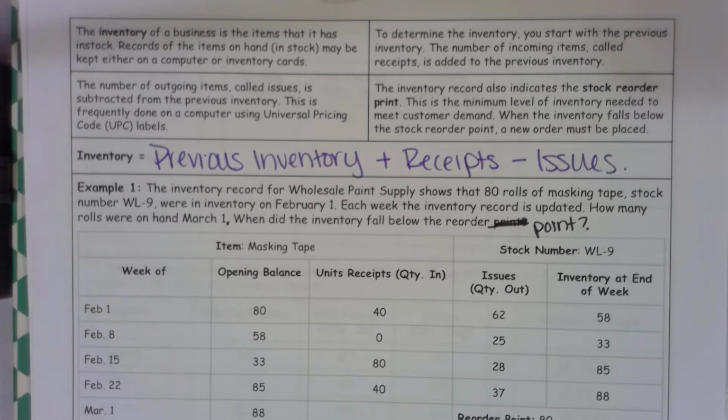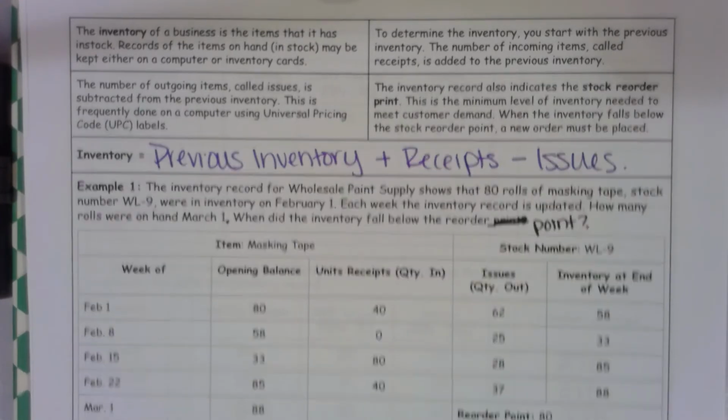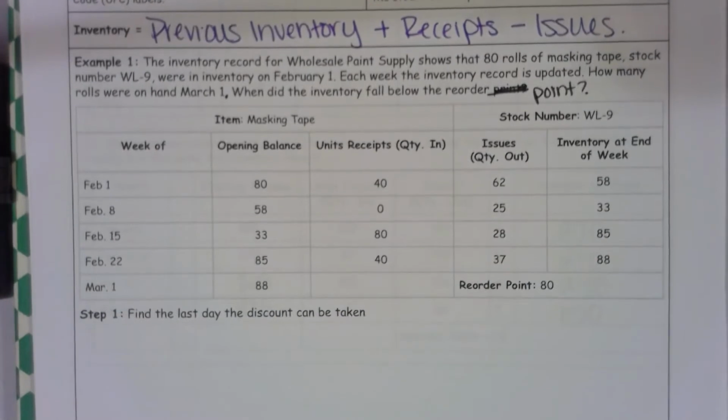So the inventory record for wholesale paint supply shows that the 80 rolls of masking tape, stock number WL9, were in inventory on February 1st. Each week the inventory record is updated. How many rolls were on hand March 1st? When did the inventory fall below the reorder point? So this is all about masking tape.